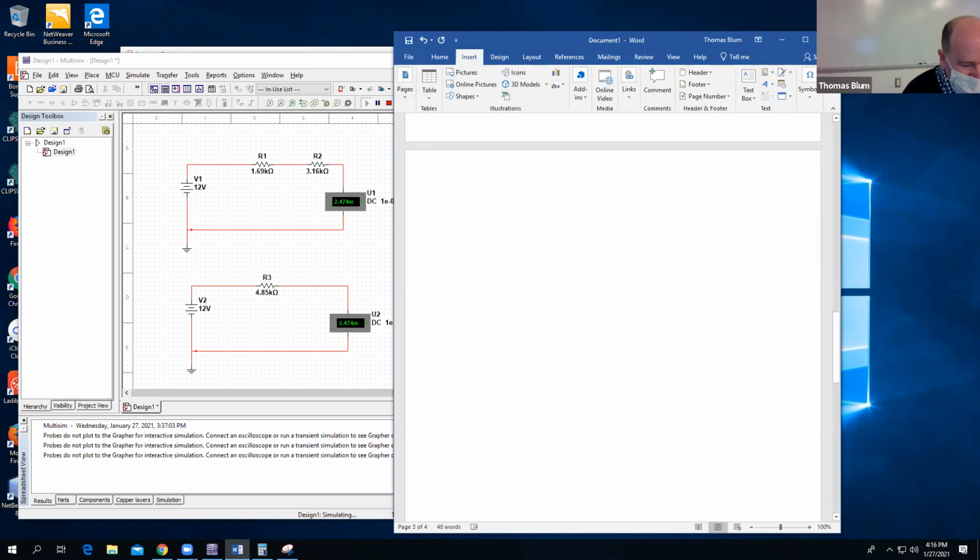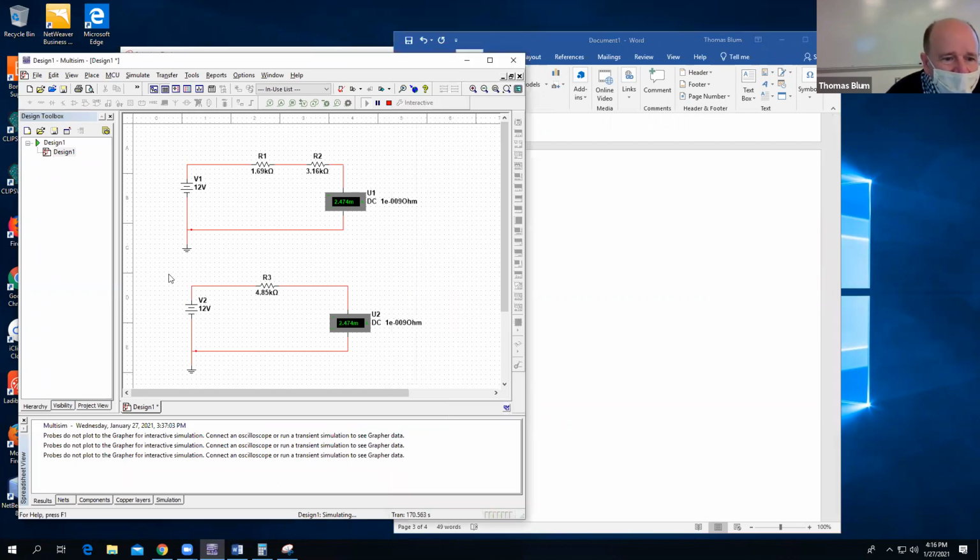Let's talk about now parallel. Parallel, okay. All right, so now I want to talk about two resistors in parallel. So I will take that away. I don't want that.